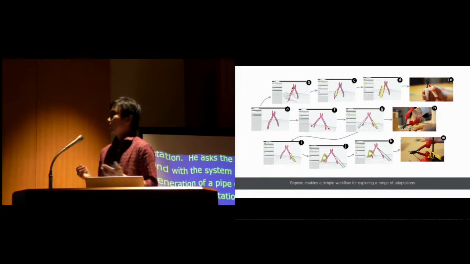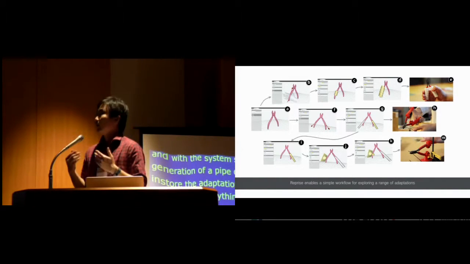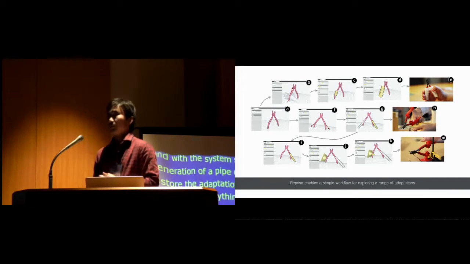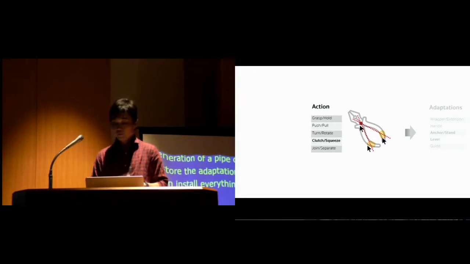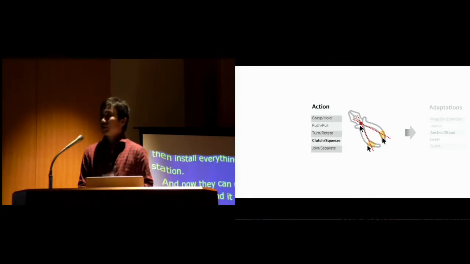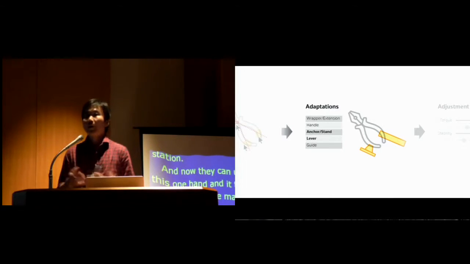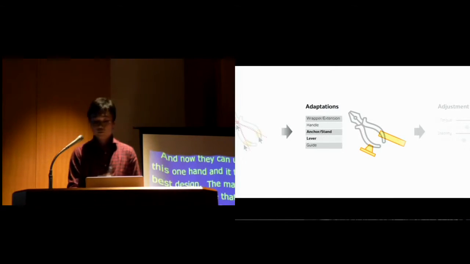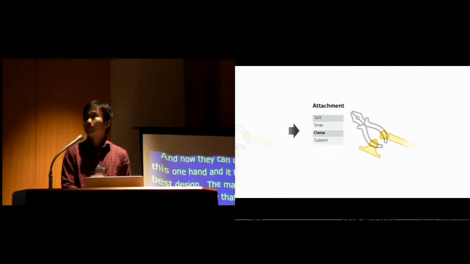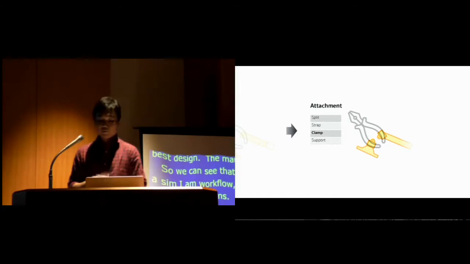So you can see that Reprise enables a very simple workflow that supports quick design iterations between several adaptation options. And the workflow consists of several simple steps, from specifying the type of action to generating adaptations, to adjusting the design parameters, and then to attaching the adaptation to the object.